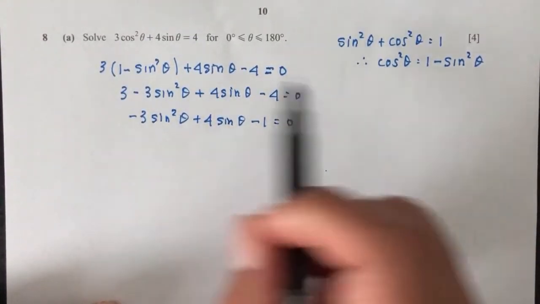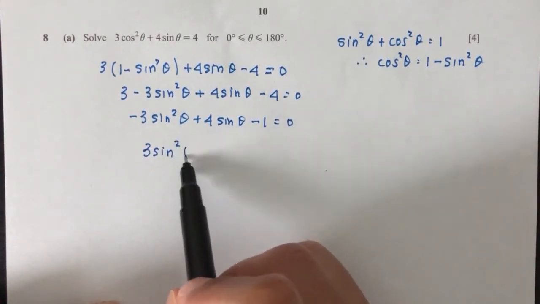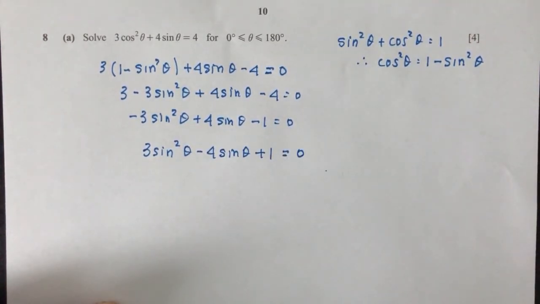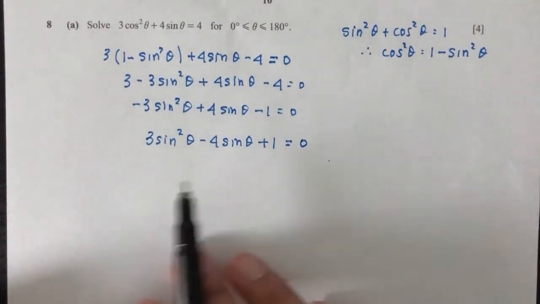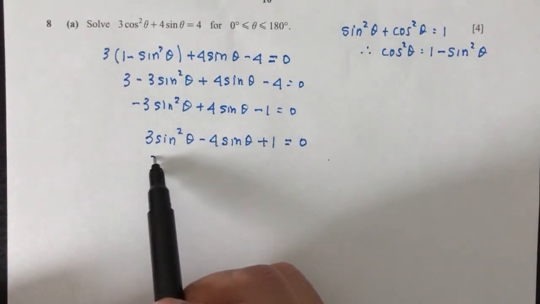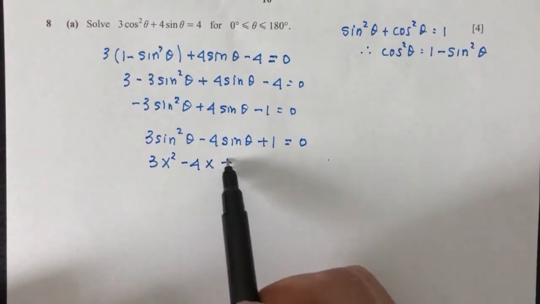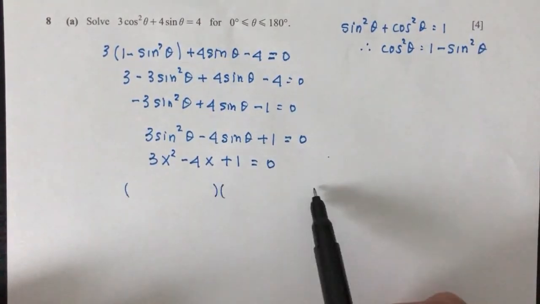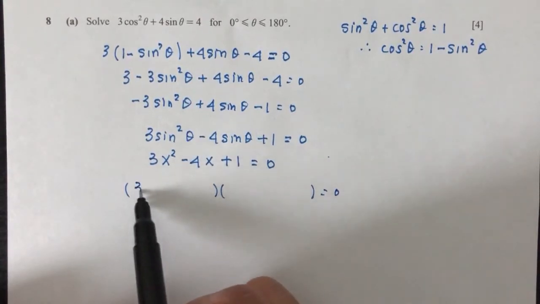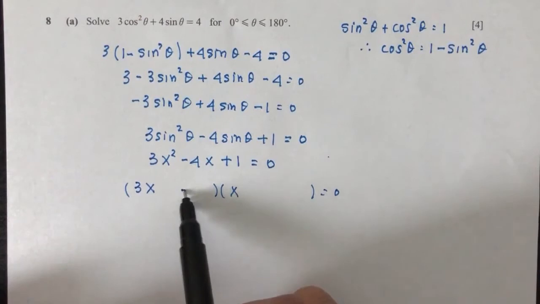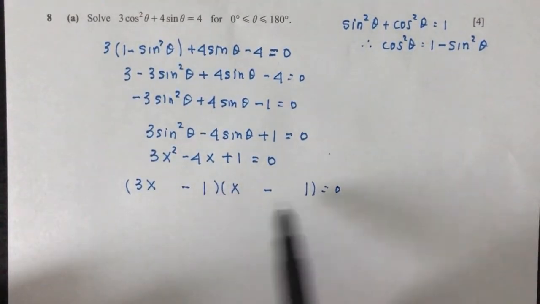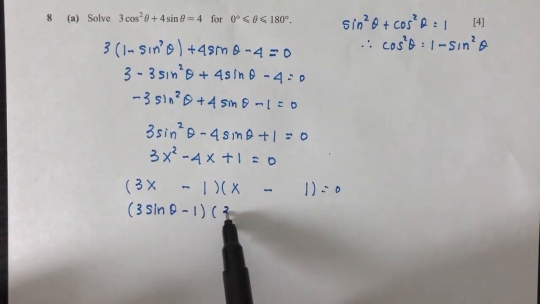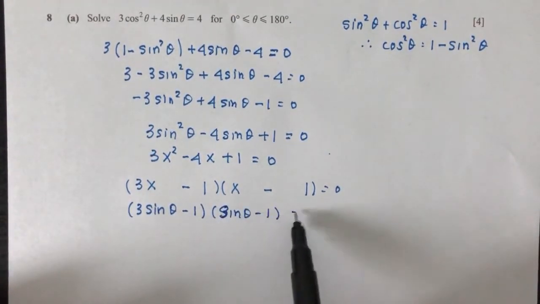Now we can send this one over here. We will have 3 sine squared theta minus 4 sine theta plus 1 equals 0. Let's observe what we can do. It looks a lot like 3x squared minus 4x plus 1 equals 0. So we can solve this the same way. We put two brackets here. What is 3x squared? Usually it is 3x times x. And for it to be minus 4, it needs to be minus 1 and minus 1. Same way, we replace x by sine theta. We will have (3 sine theta minus 1)(sine theta minus 1) equals 0.